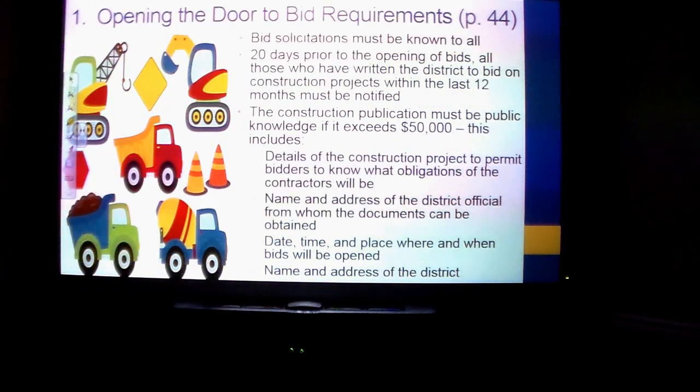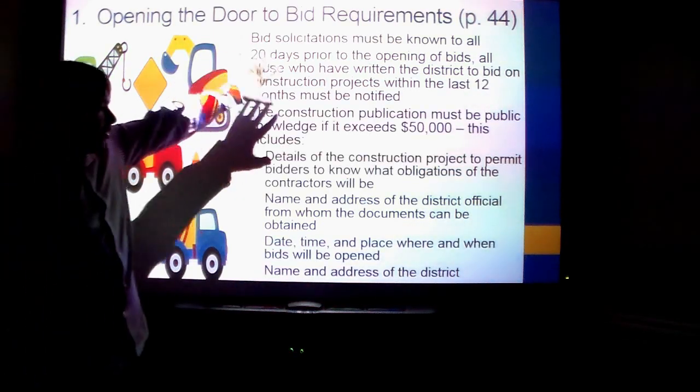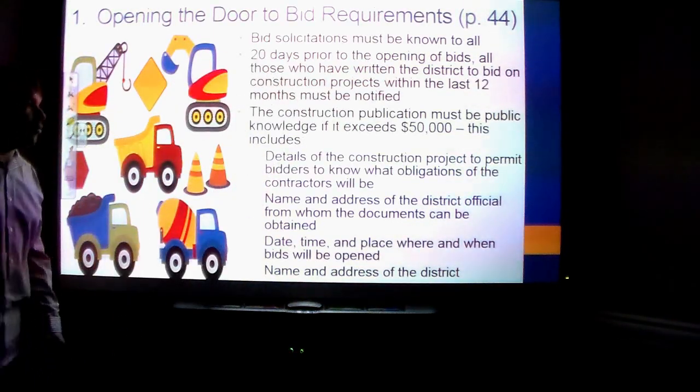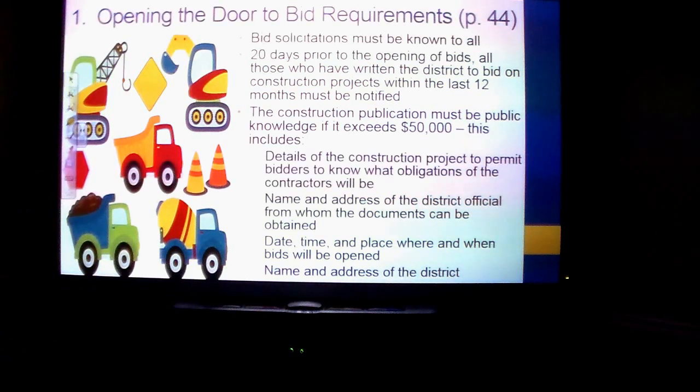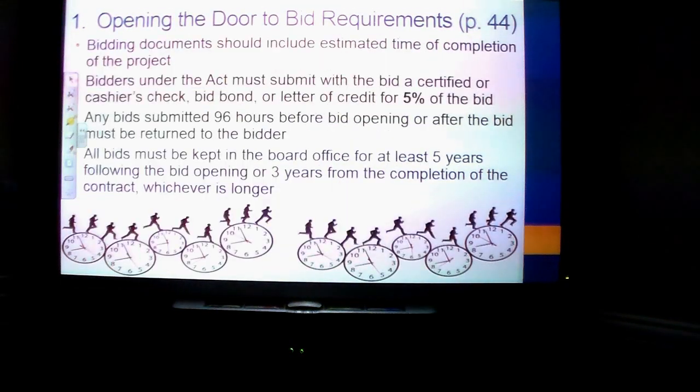So bid solicitations must be open and known to all 20 days prior to the opening of bids. Anybody who has written the district to bid on projects must be notified that there's a bid that's going to go on. The construction publication must be public knowledge if it exceeds $50,000. So this is normally done in a local newspaper, a community newsletter, or could even be done in the district flyer sent home. This includes details of the construction, name and address of the district official, date, time and place, and the name and address of the district.